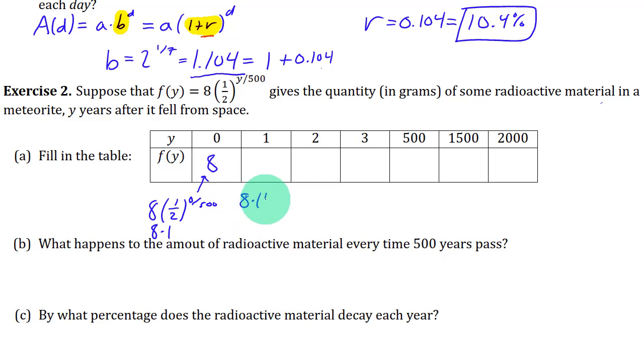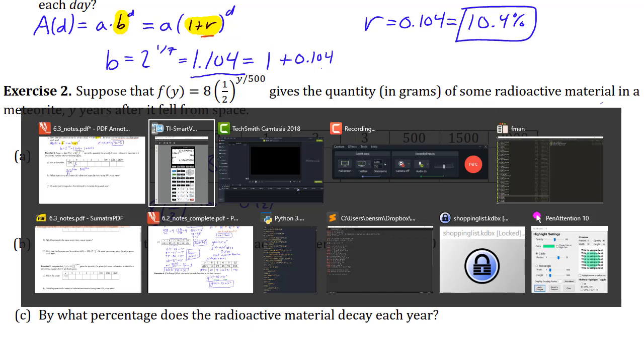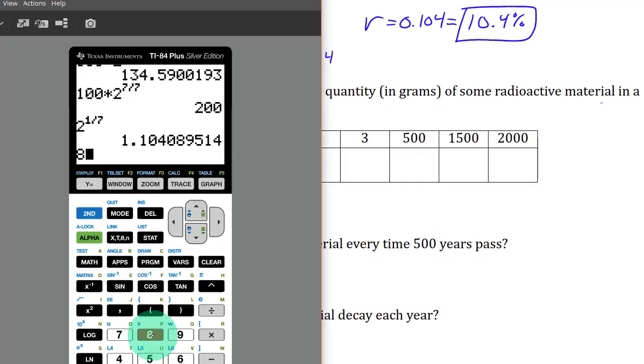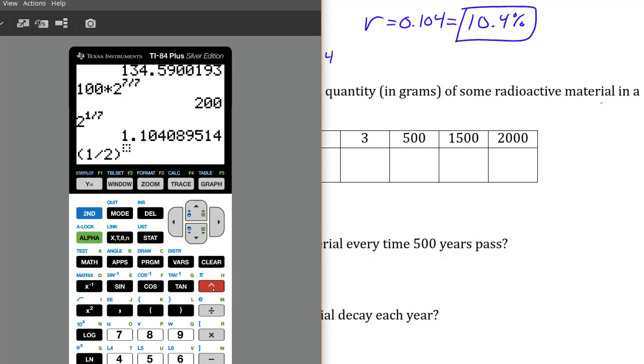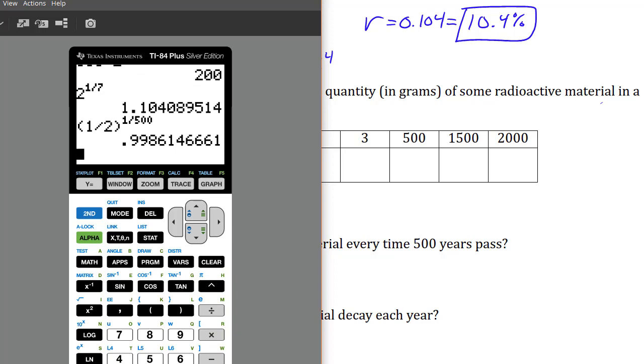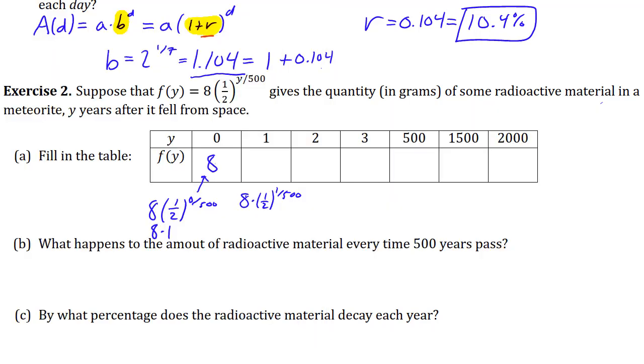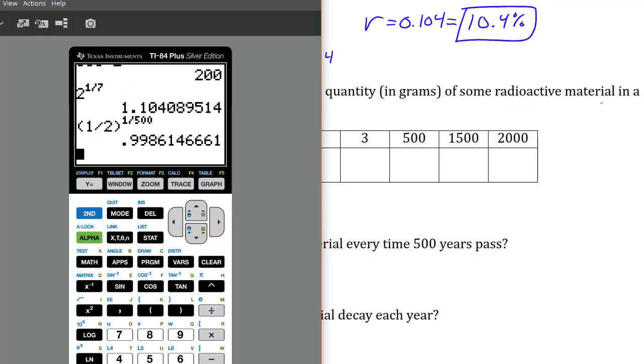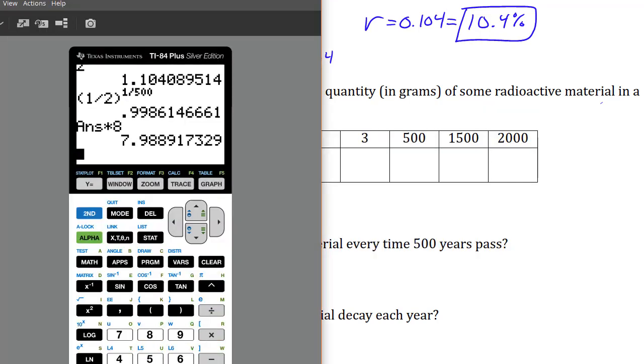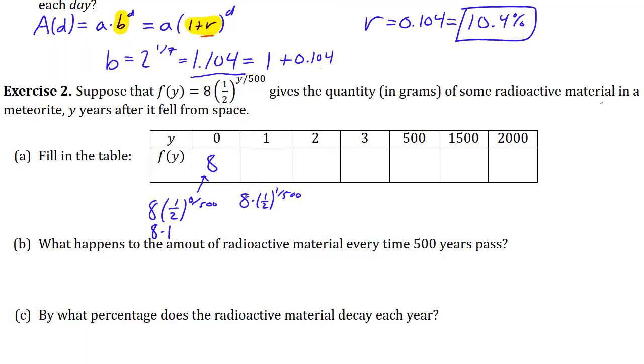Here we're going to have 8 times 1/2 to the power 1 over 500, which is going to require a calculator. It's 0.9986 about. Let's call it 0.99861, just to be a little bit more precise, times 8. Turns out to be 7.9889 grams.